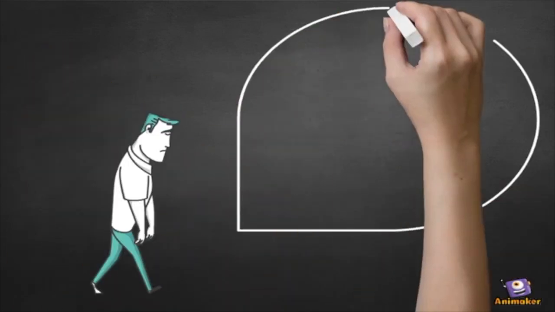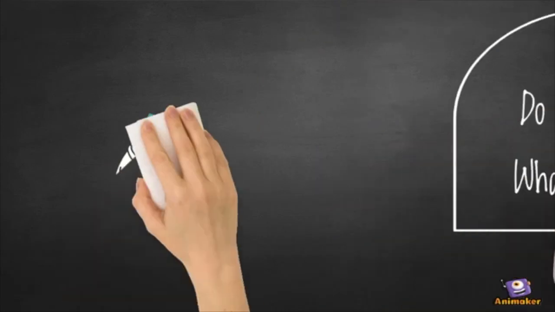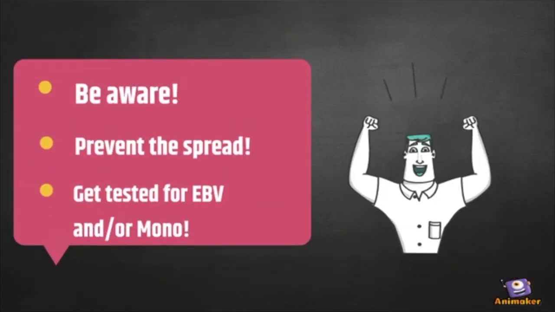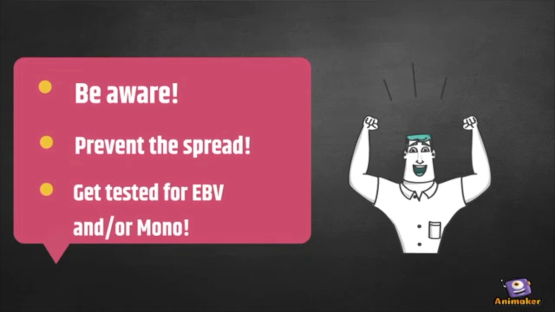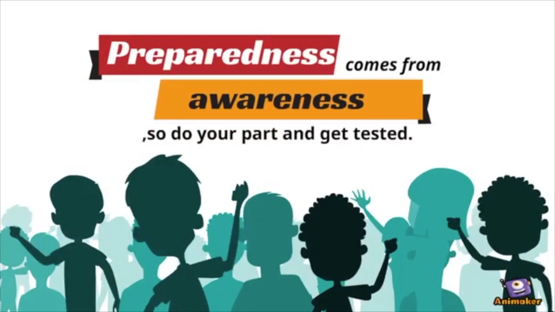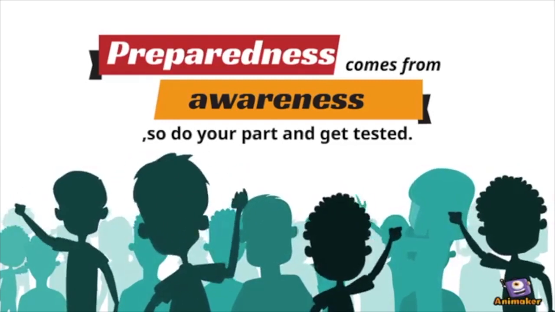Do you have it? And if so, what do you do now? The best way to combat EBV is to simply be aware, so you can prevent the spread. So next time when you feel extreme or prolonged flu symptoms, remember to ask to be tested for EBV and/or mono. It doesn't hurt to be cautious. So do your part and get tested, because preparedness comes from awareness.